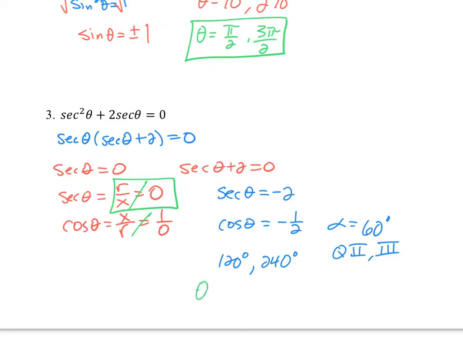So in terms of radians, 120 degrees is two 60-degree angles. 60 is pi over 3. Every 60 degrees is pi over 3. So 120 is two of those, 2 pi over 3. 240 is double the 120, or 4 times the 60. So that's going to be 4 pi over 3 in radians. And those would be your two answers for this equation in radians, 2 pi over 3 and 4 pi over 3.